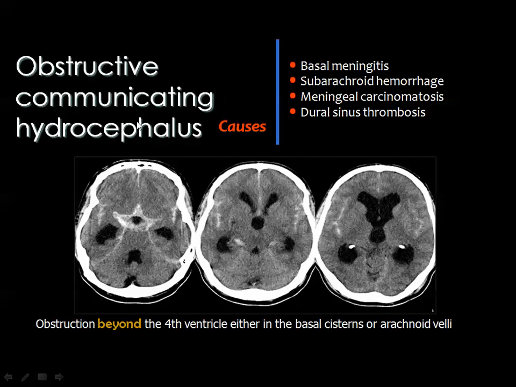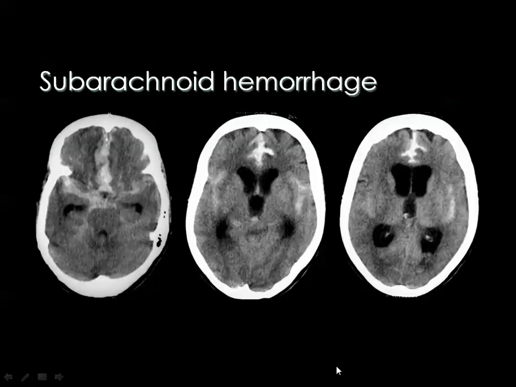And there is a big difference between obstructive communicating hydrocephalus and atresia of the outlet foramina of the fourth ventricle. In cases of atresia, the fourth ventricle is ballooned, but in cases of obstructive communicating hydrocephalus due to arachnoid villi abnormality, the fourth ventricle is dilated but maintains its normal shape, and this is very important.